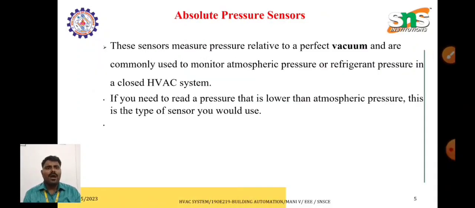And next one, absolute pressure sensor. In an absolute pressure sensor, we are taking the reference value as vacuum, and with respect to vacuum, we are measuring the pressure. For example, if you want to measure a pressure less than atmospheric pressure, the absolute pressure sensor is very essential. Like in a refrigerator, which is a closed system, the pressure is less than atmospheric pressure, so we can measure the pressure with the help of an absolute pressure sensor.